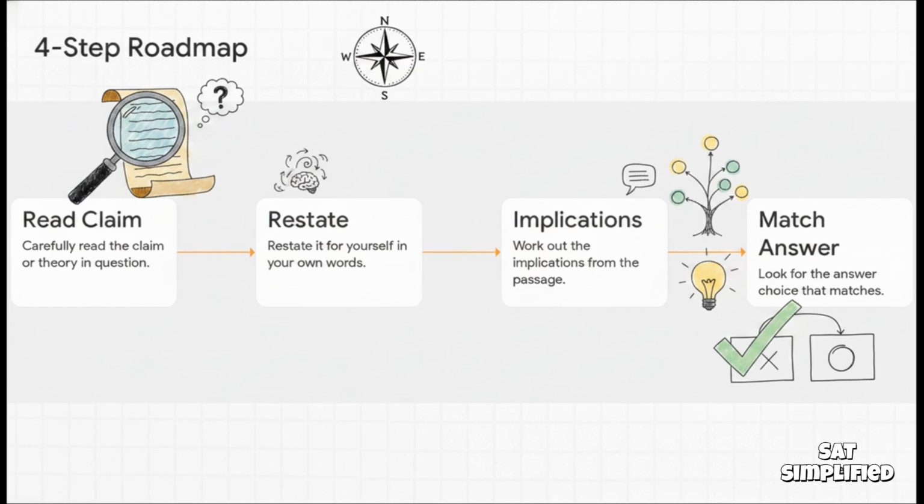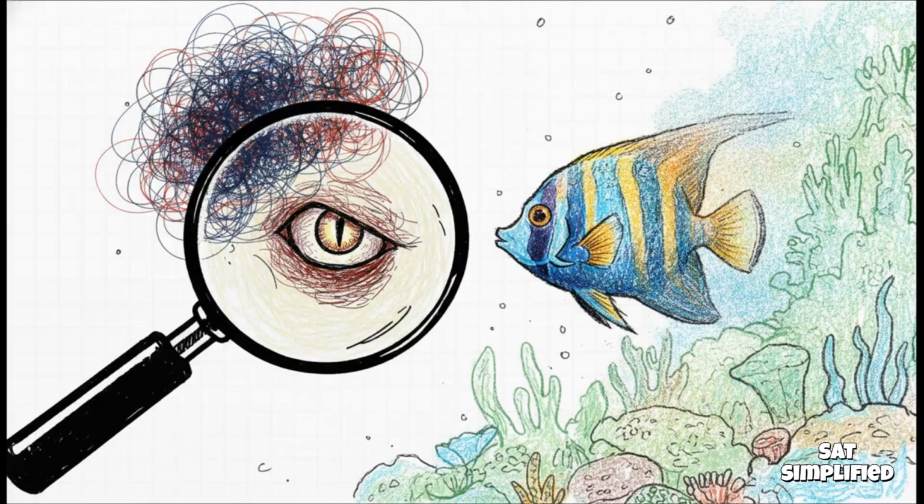Step 3. Work out the implications while staying glued to the passage. And finally, Step 4. Look for the answer choice that perfectly matches your derived conclusion. Let's see how this actually builds. Let's apply this straight to our angelfish passage. We read that final claim about distance blurring details, right? Then we restate it nice and simple on our scratch paper.